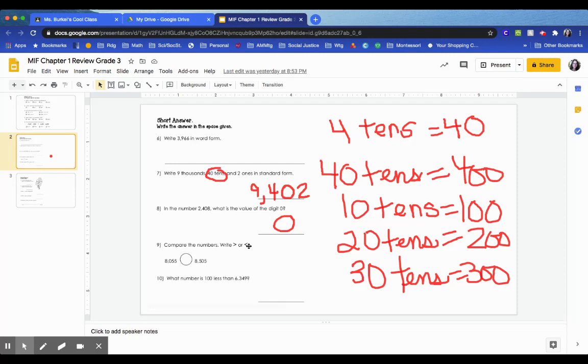Number 10, what number is 100 less than 6,349? So this is the 100, so we have to find the hundreds place. That's where the 3 is. And we need to write the number that is 100 less than 300. 100 less than 300, what would that be?